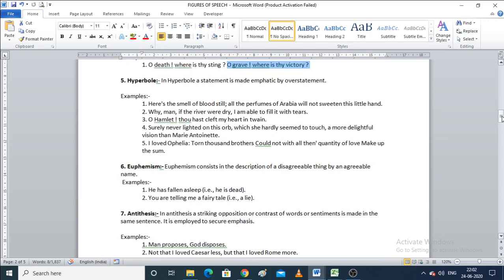Now the fifth one, hyperbole. In hyperbole, a statement is made emphatic by overstatement. Overstatement means when we exaggerate a thing more than anything. You will understand this with an example. "Why, man, if the river were dry, I'm able to fill it with tears." Is that even possible, that a person will fill the river with tears? Never. It is not possible. It is an overstatement, right? I hope now this point is clear to you all.